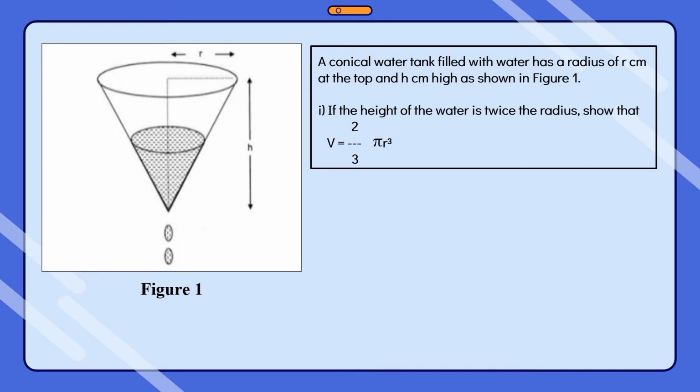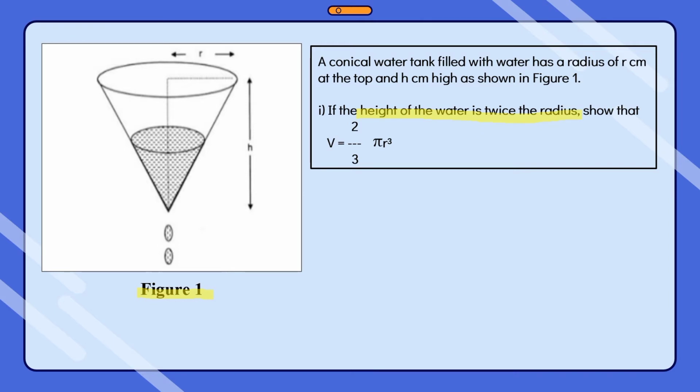So here is the first one. A conical water tank filled with water has a radius of r cm at the top and h cm height as shown in Figure 1. At the left, you will see Figure 1, a conical water tank with its height and radius. What the question really wants is for you to show that the volume of the cone is equal to 2 over 3 pi r cubed when the height of the water is twice the radius. This information needs to be highlighted.